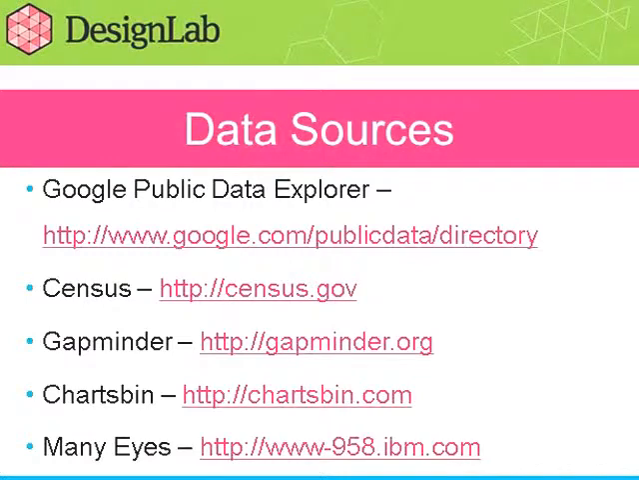Google Public Data Explorer makes information readily available. You can even do some of the analysis there if you don't want to use any other software. And the same is true for a lot of these other ones. The census, I think you can just download them, but they also have graphs and charts available.